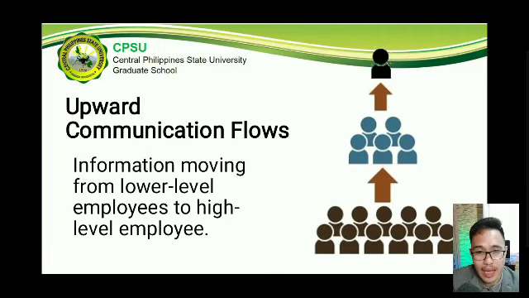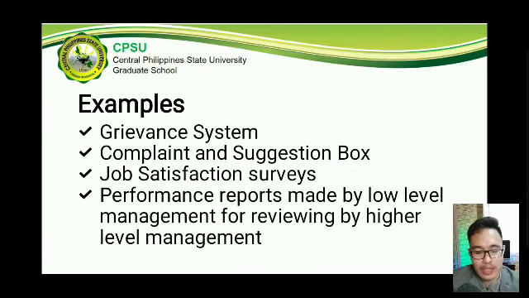So here are the examples. You can have a grievance system, a complaint and suggestion box, also job satisfaction surveys, performance reports made by low-level management for reviewing by higher-level management, employee attitude surveys, letters from employees, and employee-manager discussion.